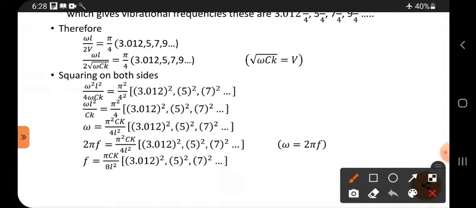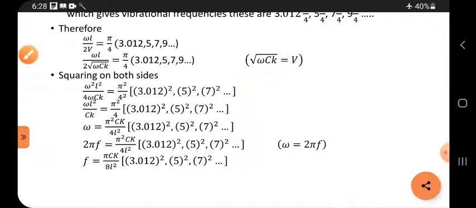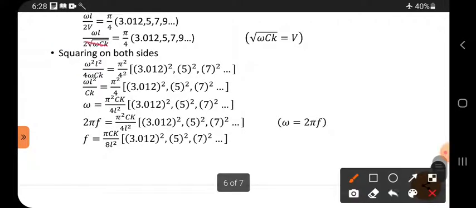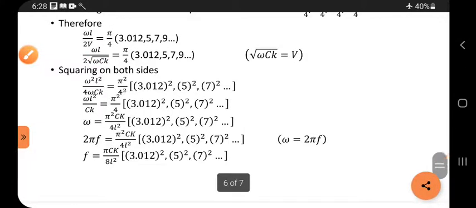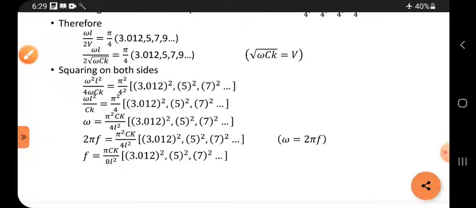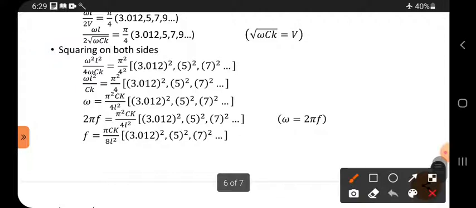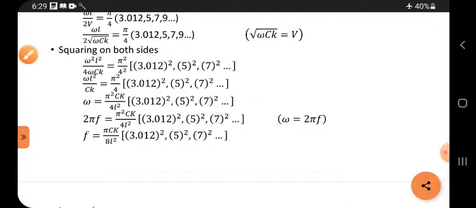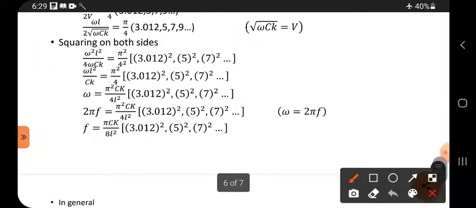Now the v value, we know from the transverse wave equation, v is equal to under root of omega ck. So substituted here. And into pi by 4, these are as it is. Squaring on both sides, all are squared. And now omega gets cancelled, 1 omega will be there upside. And 4 squared means 1 over 16 will be there.